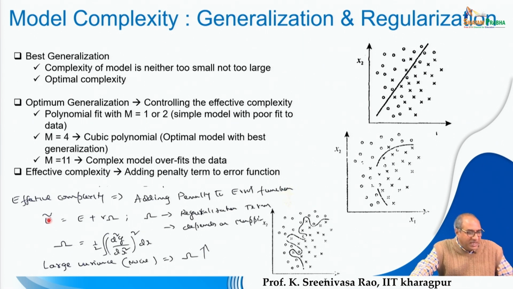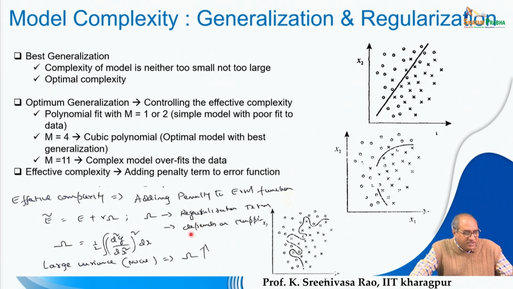Here E cap is the error that we are using to overcome the overfitting of the data, where E is the actual error, and gamma omega is the added term. This omega is known as the regularization term and gamma is some constant. The regularization term acts like a smoothing factor.